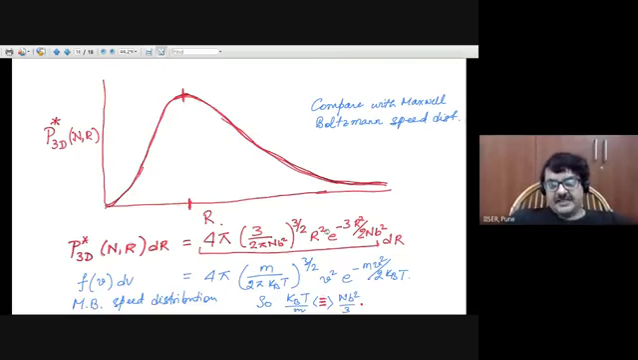Now, if you compare these two expressions, you can see that you can put kbt by m equal to nb square by 3. You have to just compare. So basically, you're writing in terms of variance. Here, the variance is nb square by 3, and here it is kbt by m, right? V square is speed, a scalar quantity, and so this can be compared.